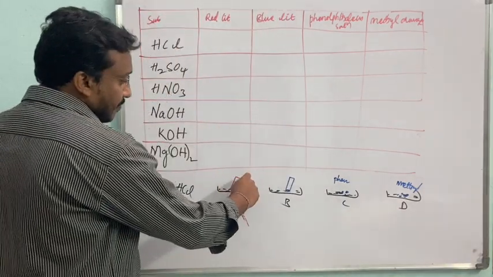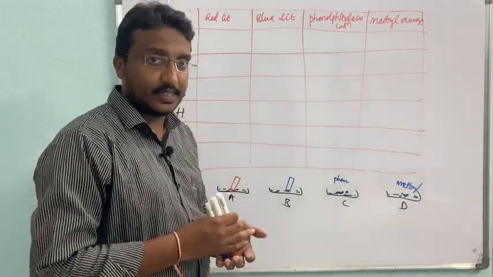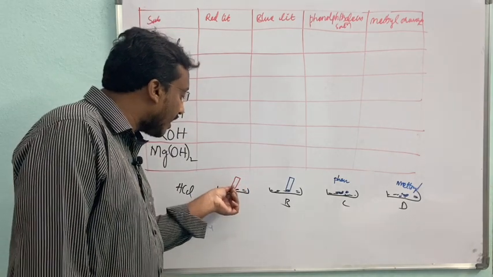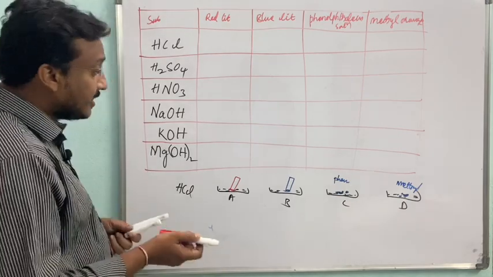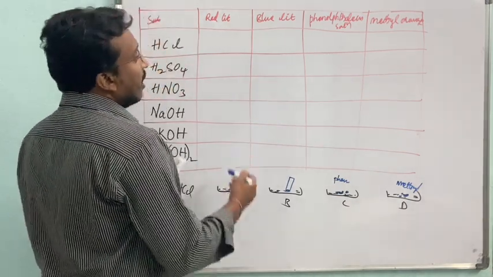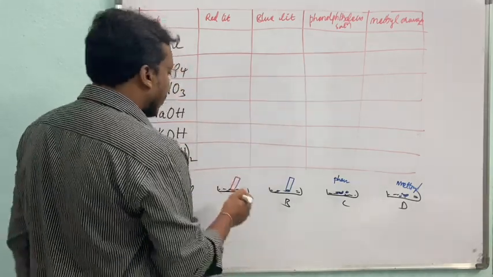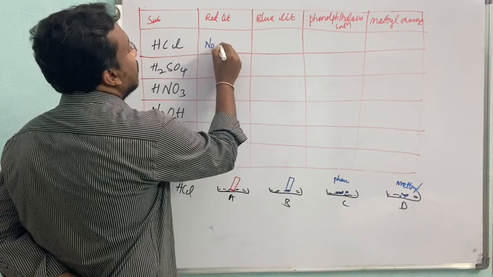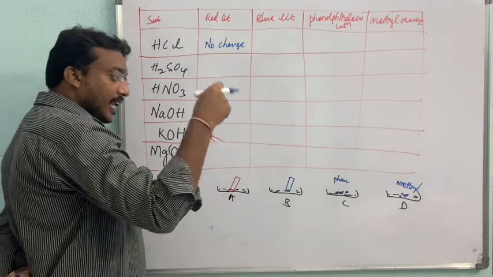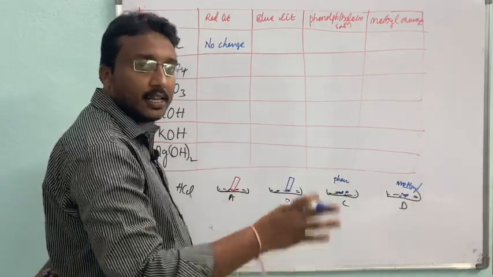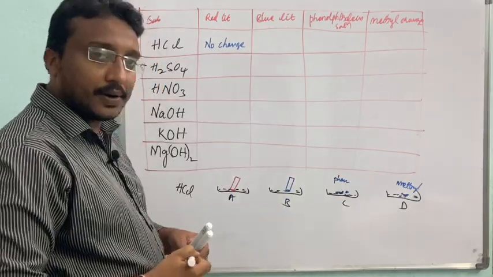Then after dipping, see if there is any change in the color of the red litmus paper. Is there any change? No change. Then write your observation in the table. No change means the red litmus paper, as it is when I dip it in this solution, is red in color only.